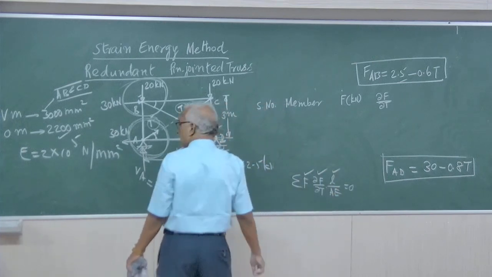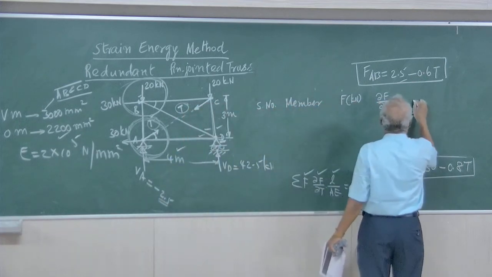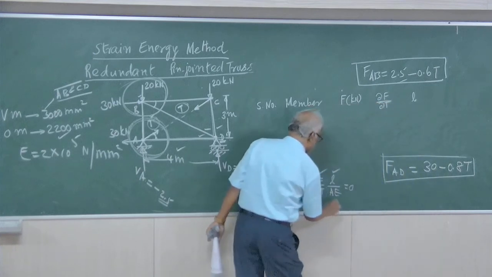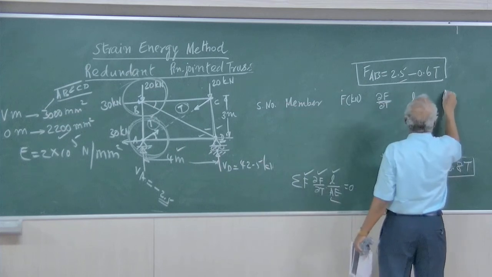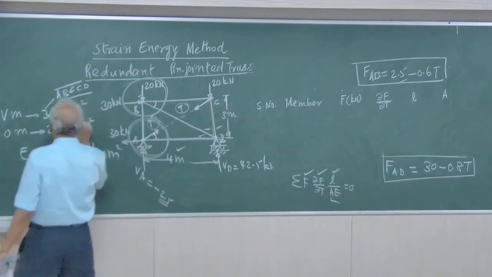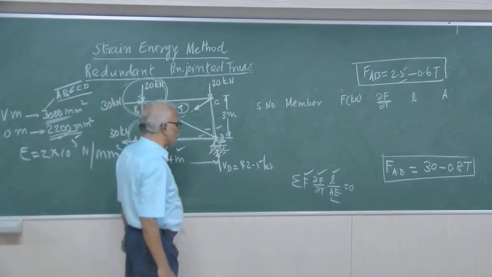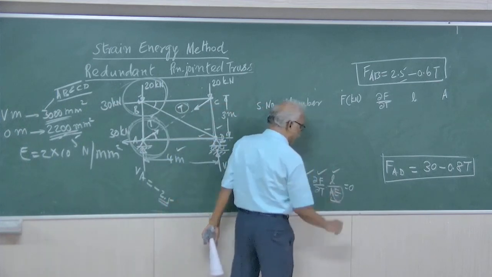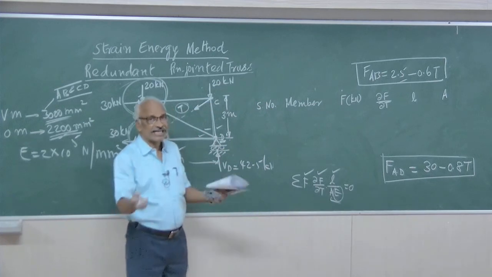Sometimes L is different, therefore for L you have to open out one column. Then area is also different, so for area you have to open out one column, because for vertical members area is given as 3000 mm square and for horizontal members it is 2200. And Young's modulus is same, therefore you need not open out a column for Young's modulus, because for all members E is same.